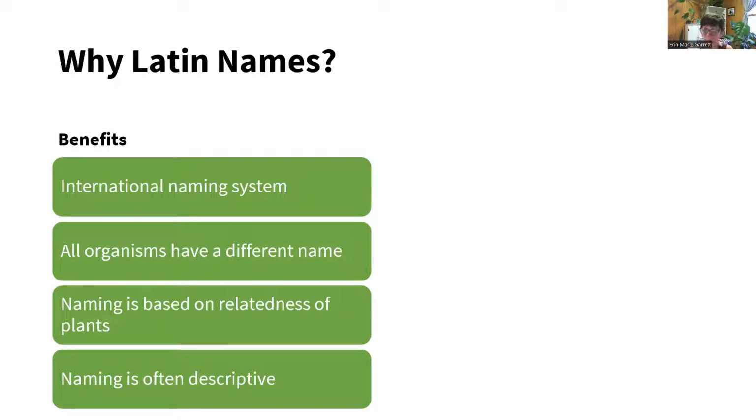And then naming is often descriptive. We talked about how common names are helpful because they often describe a characteristic of a plant and they're easy to remember. It requires learning what some of the phrases are, but much of the naming in Latin is also descriptive and can tell you characteristics that help you remember the name of the plant.